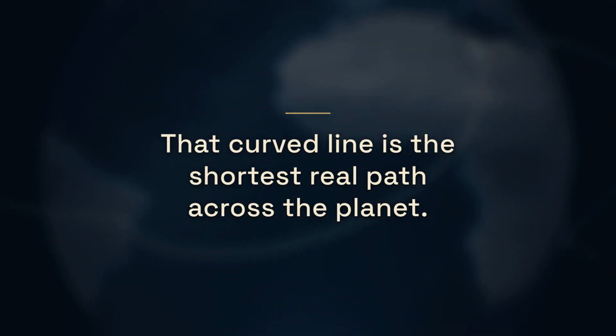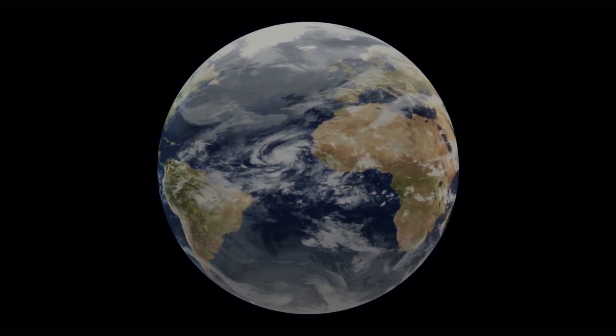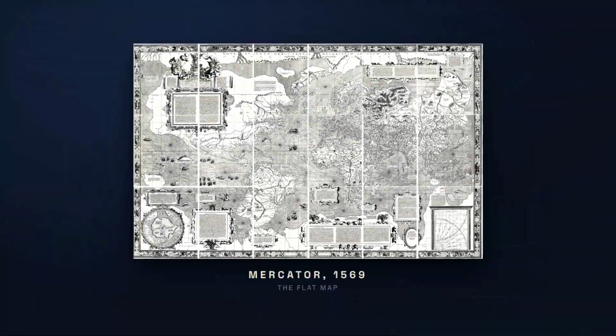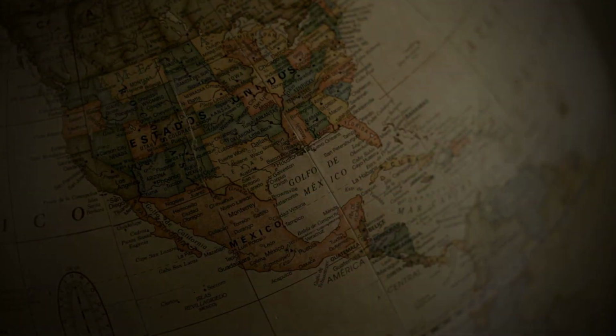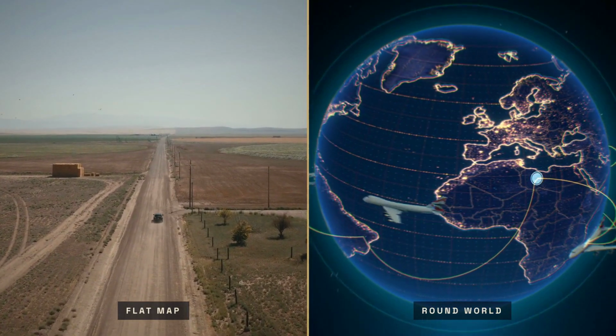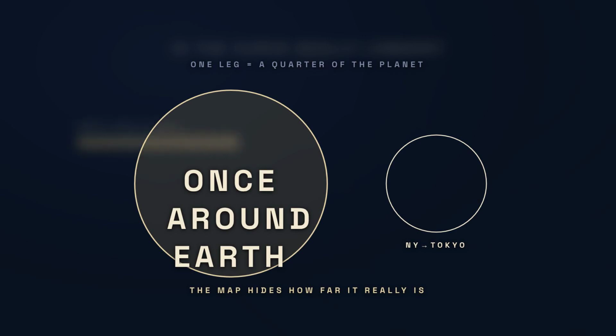The confusion comes from a collision between two shapes. The Earth is a sphere, the map on your screen is flat. When you flatten a globe, something has to give, and what gives is your intuition. A straight line drawn on a flat map is almost never the straight line across a round world. The pilot is not adding distance, the map is hiding it. And distance is only the beginning.